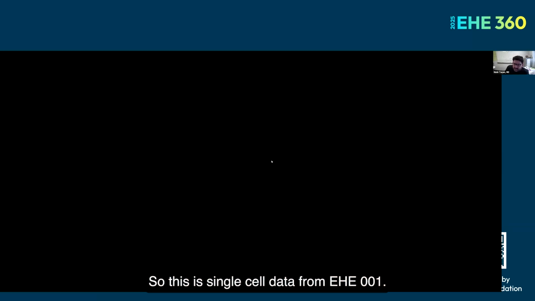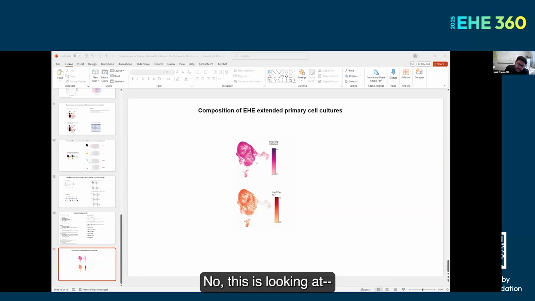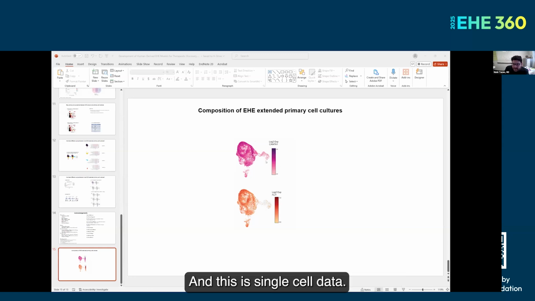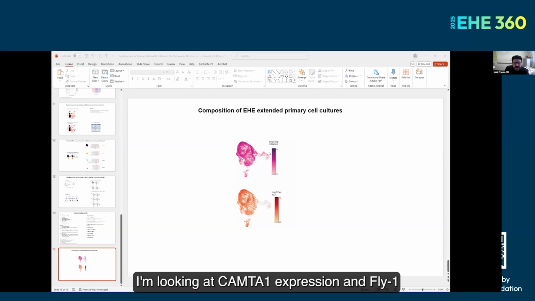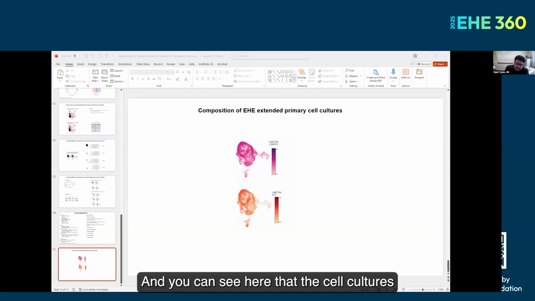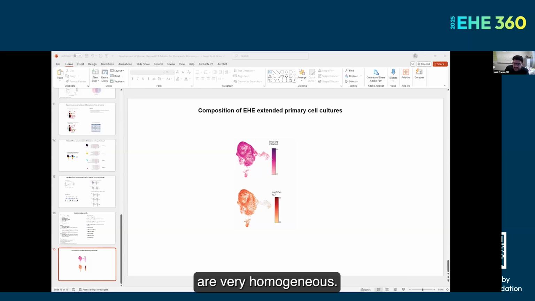So this is single cell data from EHE-01. One of the questions that comes up when you make these extended primary cell cultures is regarding the heterogeneity of the culture, and this is single cell data looking at CAMTA1 expression and FLI1 as surrogates for expression of the fusion and endothelial marker, and you can see here that the cell cultures are very homogeneous. In conjunction with the fact that we were able to do this with a fifth sample, I think this will be something reproducible.